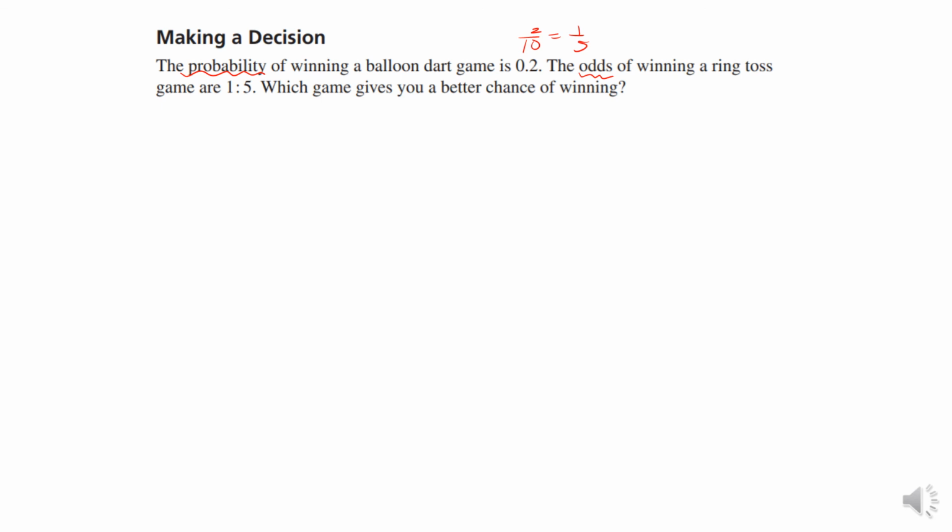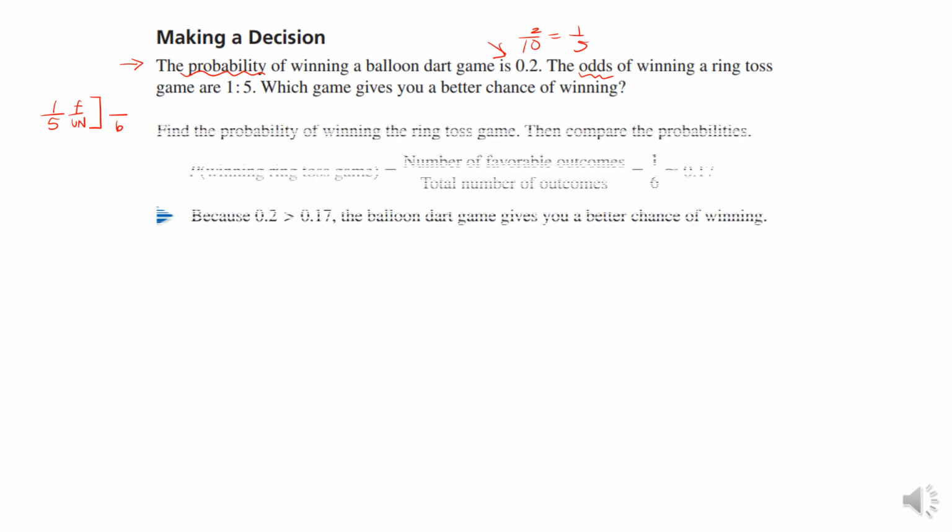So since we don't know how many real answers there are, this is just the simplified version, we could take the odds and change that to probability, because this is favorable to unfavorable, which gives us the total is 1 plus 5 is 6. So now we can take that information and change that into 0.17. So because 0.2 is greater than 0.17, the balloon dart game will give you a better chance of winning. So that's a real thinking problem.